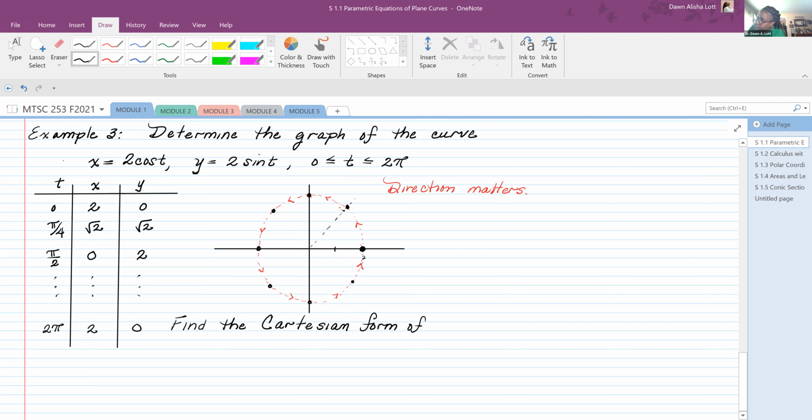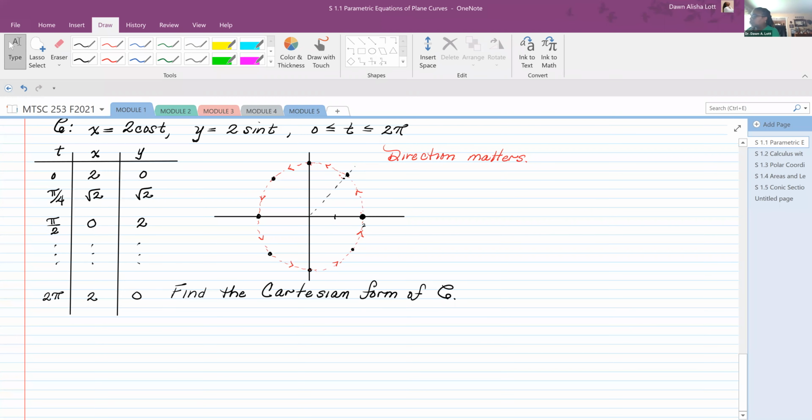So let's go back and just call this C. So let's find the Cartesian form of C. All right, well, that's not too hard. We can always use the fact, always throughout this course, that the sine squared of something plus the cosine squared of t will always equal 1. So let's use that. So we're going to solve for sine of t and cosine of t.